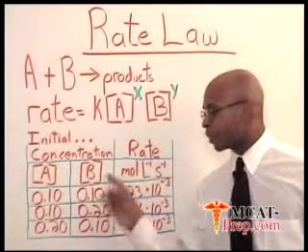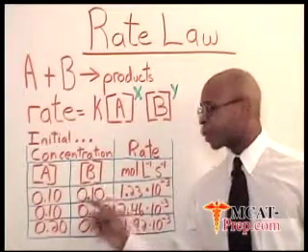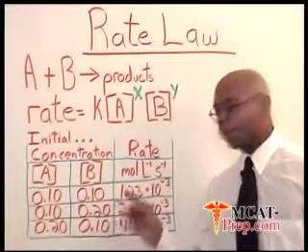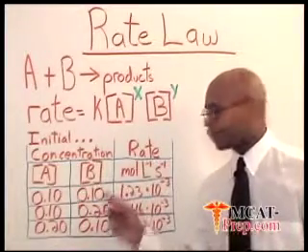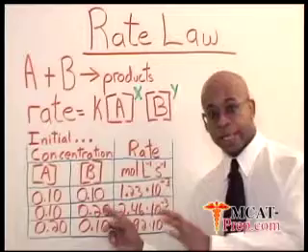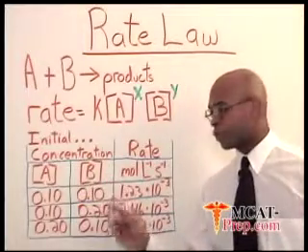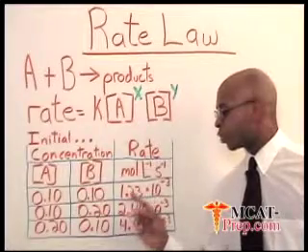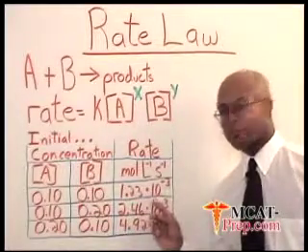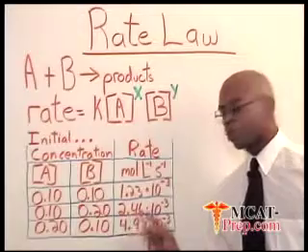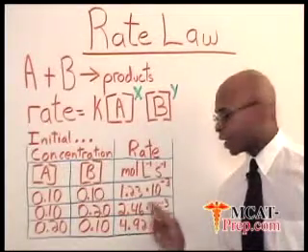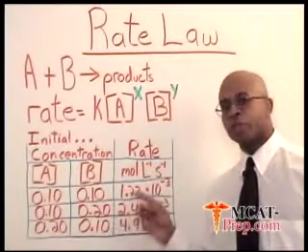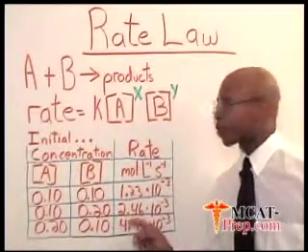Now in the first two experiments, the concentration of B doubles. It goes from 0.10 to 0.20. Now we have to examine what is the effect of doubling B while A is constant. What is the effect of doubling B on the rate of the reaction? Well, the rate of the reaction goes from 1.23 times 10 to the minus 3 up to 2.46 times 10 to the minus 3. So it doubles. Doubling B leads to doubling of the rate of the reaction.